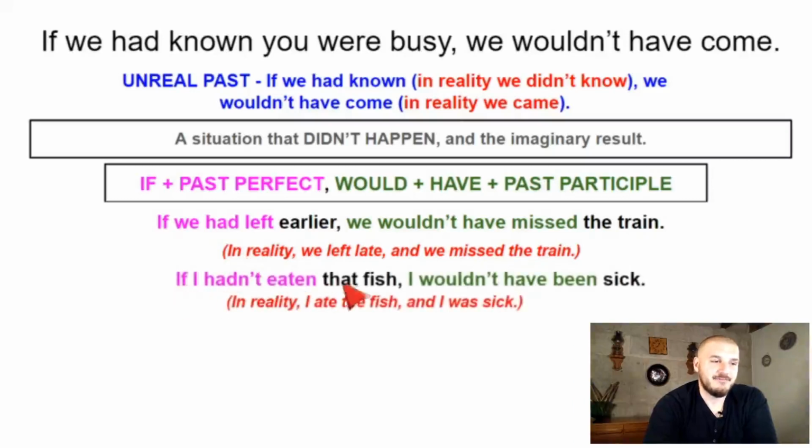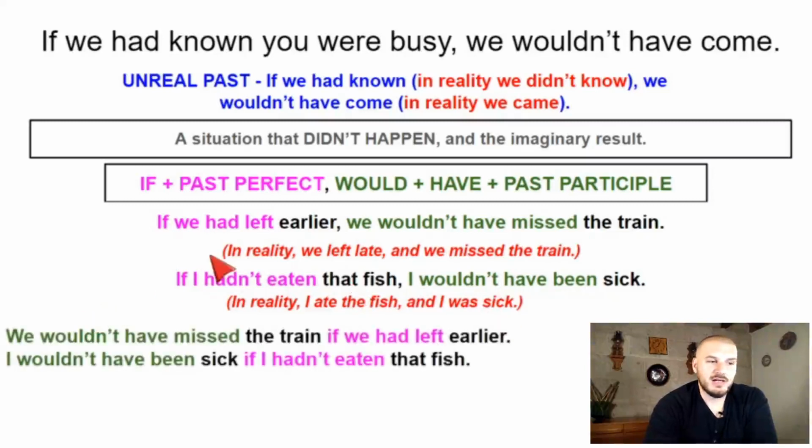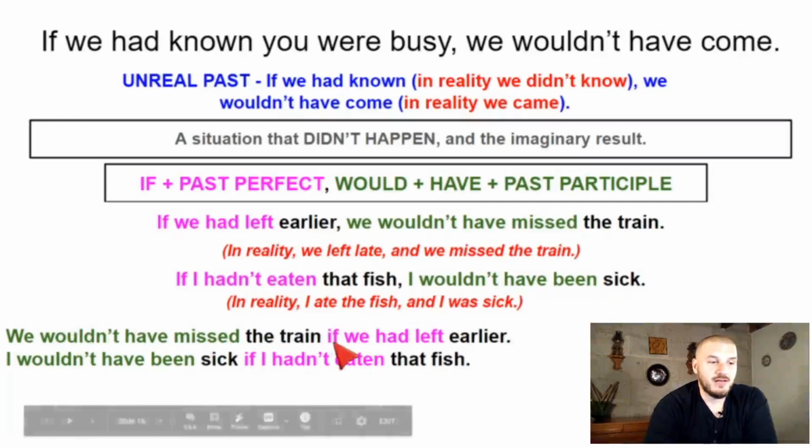If I hadn't eaten that fish, si no hubiera comido ese pescado, no habría estado mal de la panza. If I hadn't eaten that fish, I wouldn't have been sick. La realidad es que sí comí el pescado y sí estaba mal de la panza. Pero si no lo hubiera comido, no habría estado mal. Okay? Again, we can reorganize these sentences in a different way. If we want to put this section first, that's also perfect. We wouldn't have missed the train if we had left earlier. I wouldn't have been sick if I hadn't eaten that fish.